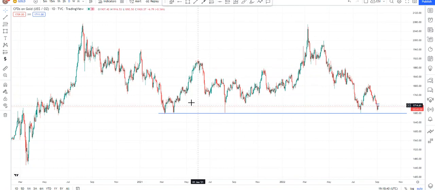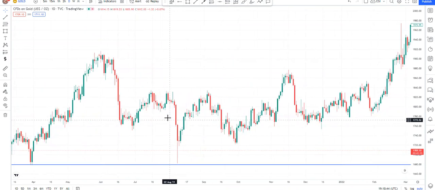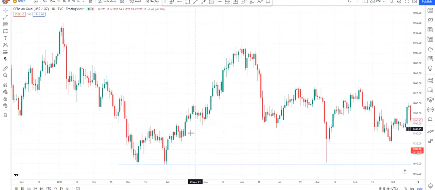The goal of this is that you go back later in the future and see: did price actually do what I expected? The low of this is 1676.9.